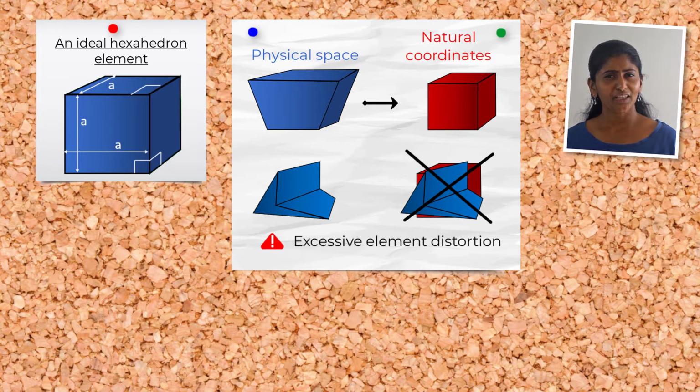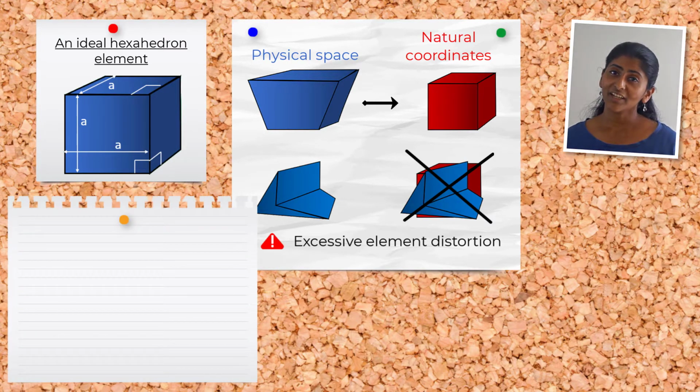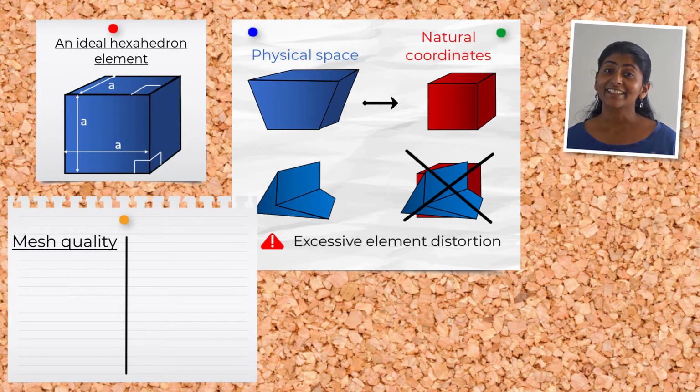So how do we overcome these element distortion errors? Element distortion may occur due to a number of reasons, and the possible fixes for this type of error can be broadly classified into two categories. First, controlling the quality of mesh, and second, checking the model setup.